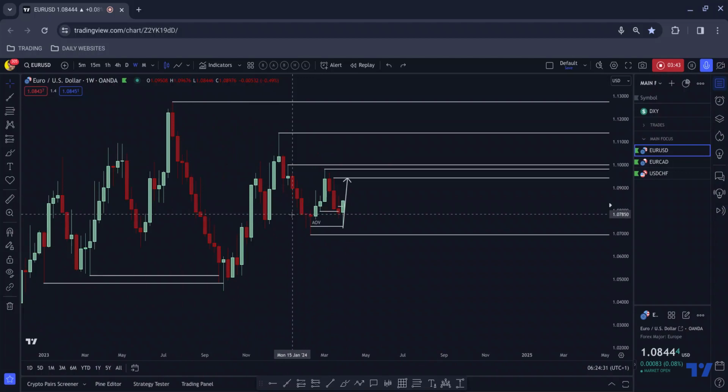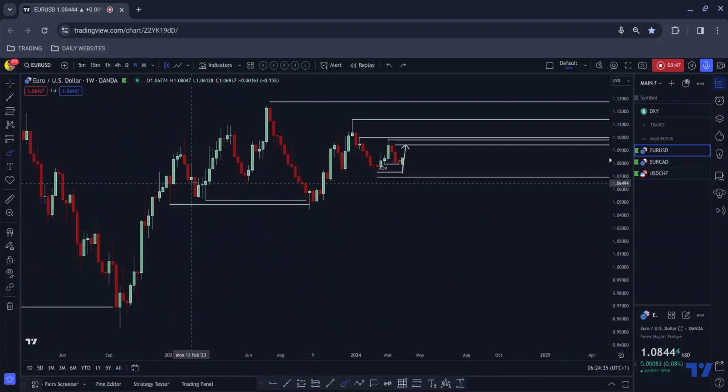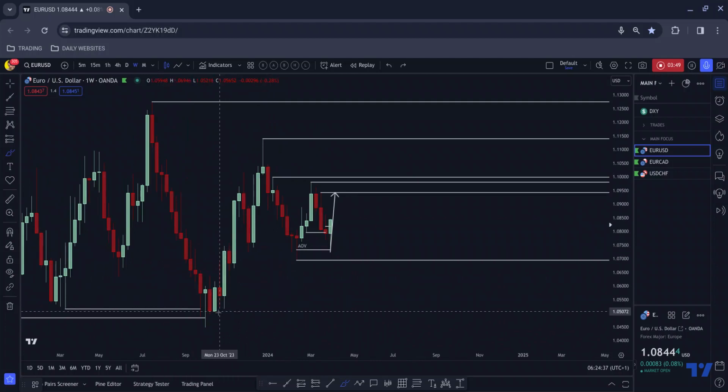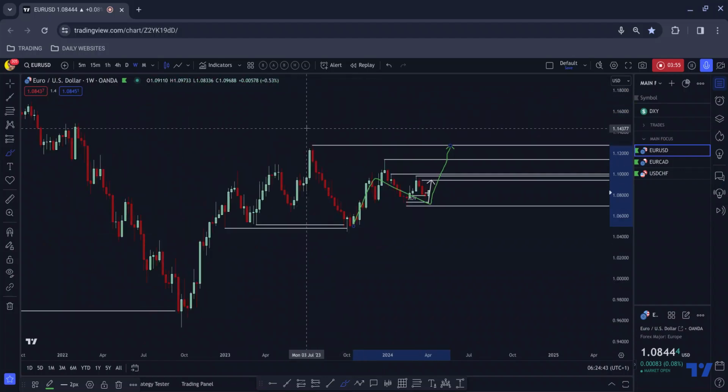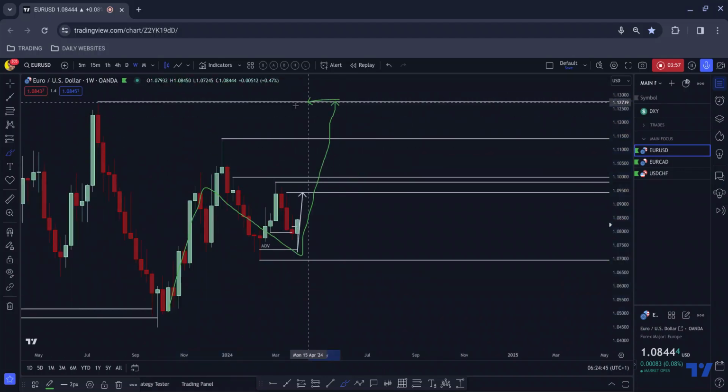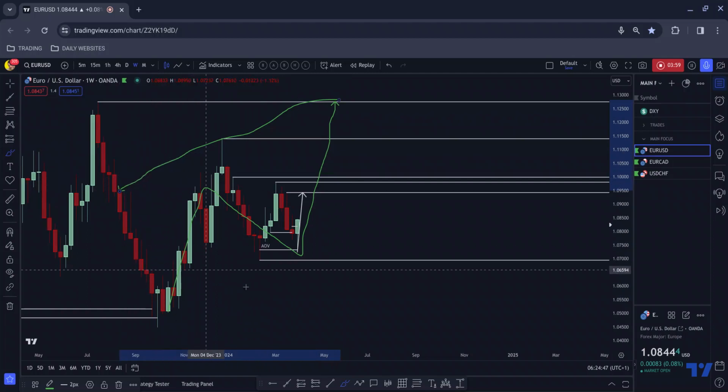So what I'm seeing here is potentially this could be, now that we've tapped into these lows here, this could be an impulse correction continuation to push higher to tap into this area, and then we would have this kind of structure. Okay, and it would be parallel as well, so that kind of makes sense.